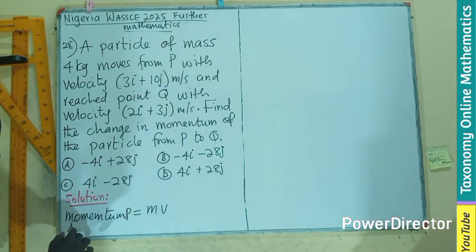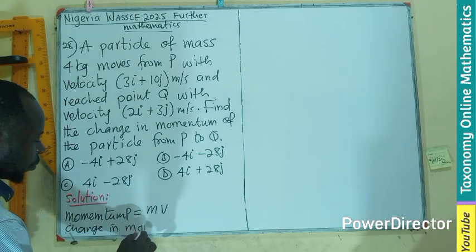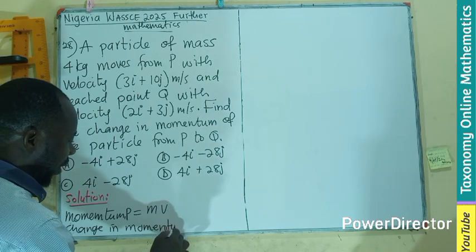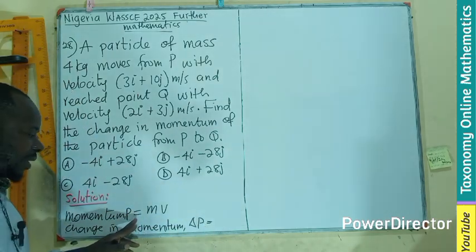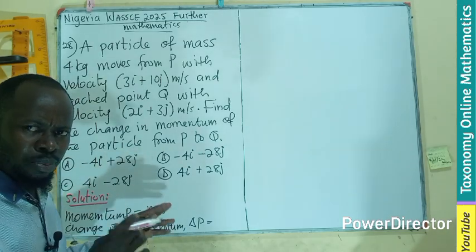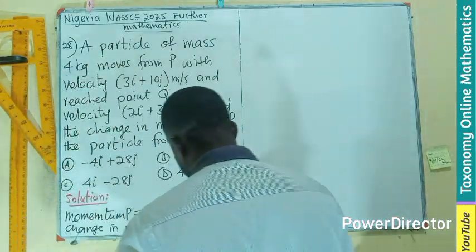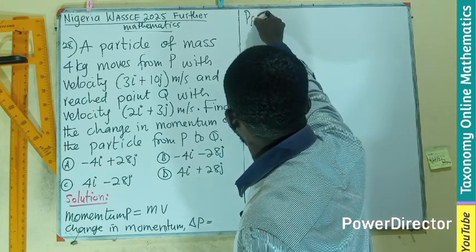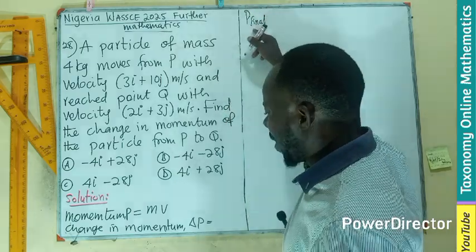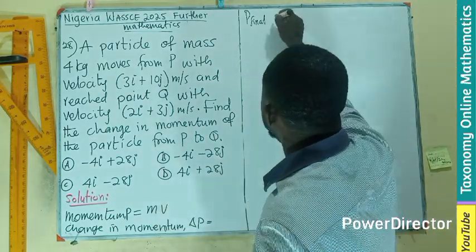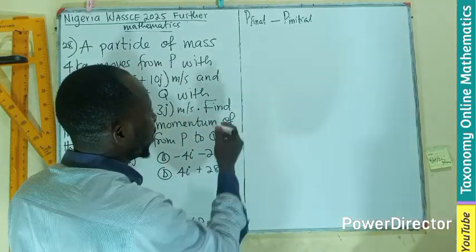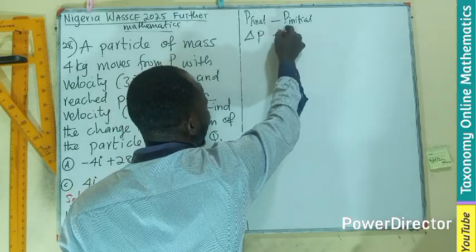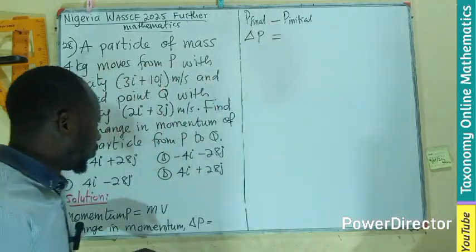So let me write it in words, okay? Change in momentum, which is going to be delta P. If I'm looking for delta P, since I am dealing with 2 points, that is the movement from P to Q, I can say that P as final, that is the final momentum, which is still mv, minus the initial momentum.